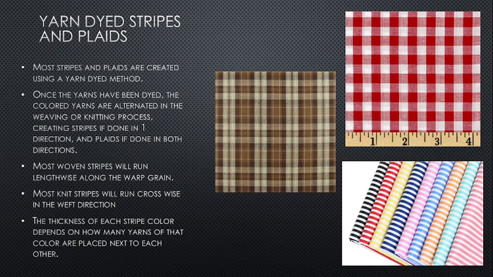As I mentioned, most stripes and plaids are created using this yarn-dyed method. Once the yarns have been dyed, the colored yarns are alternated in the weaving or knitting process, creating stripes if done in one direction, and plaids if done in both directions. Most woven stripes will run lengthwise along the warp grain. Most knit stripes will run crosswise in the weft direction.